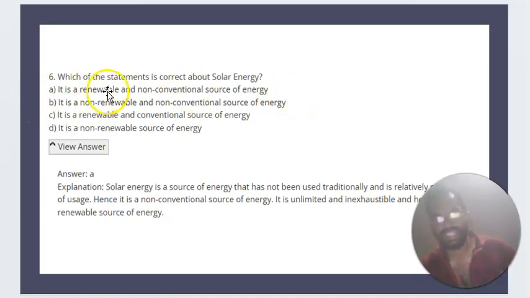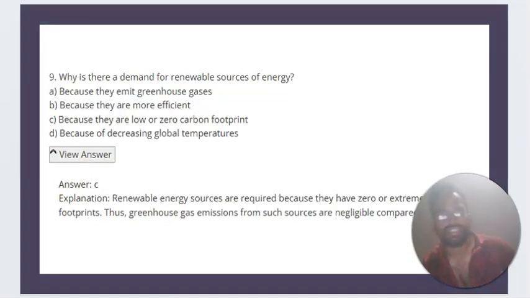So especially the A1 statement is correct here, and the explanation part is also there. Please go through it in detail for your competitive exam preparation. Now you can ask, why is there a demand for renewable sources of energy? Nowadays you can think of R&D, research and development also. Everyone is looking for more, and more research is going on about renewable energy, because here the 4 options are given.